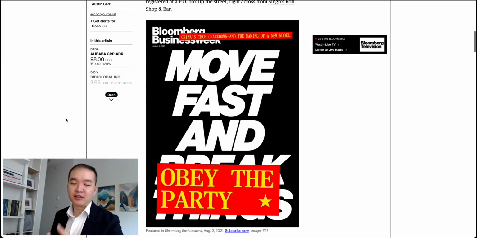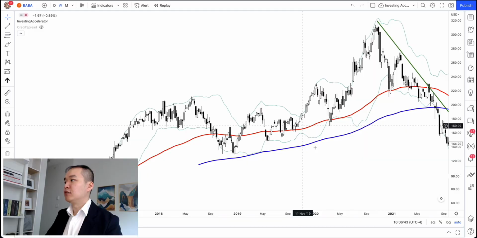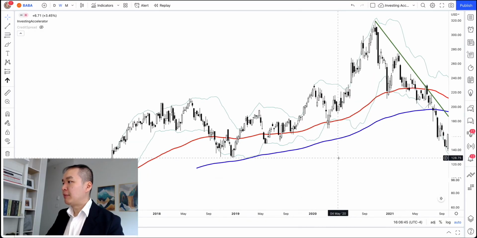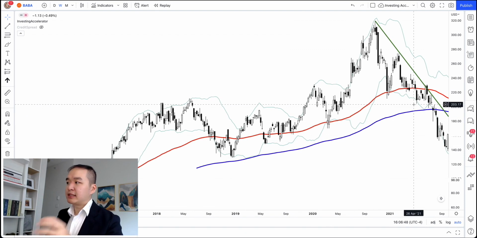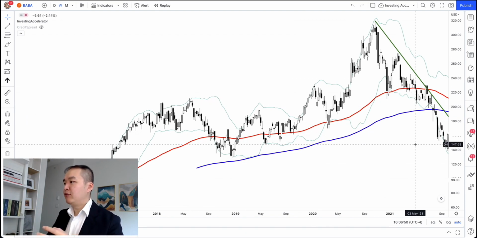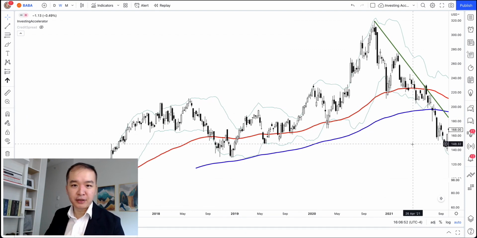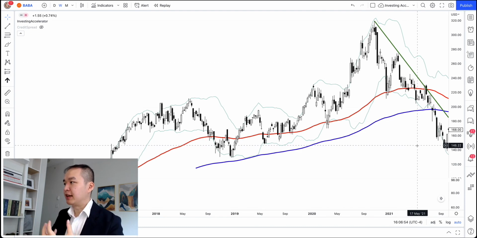And here's an interesting cover from Bloomberg back in the day, where you need to move fast and obey the party. It really goes to show that if you're on the opposite side of China policy, you'll get burnt badly. Let me just continue forward with Alibaba, and at this point it's 140. I previously entered near 200, so at 140, 150, I still feel pretty comfortable about the position because I think the chance of it recovering is high. If there's just some good news for Alibaba, it will take it back up.